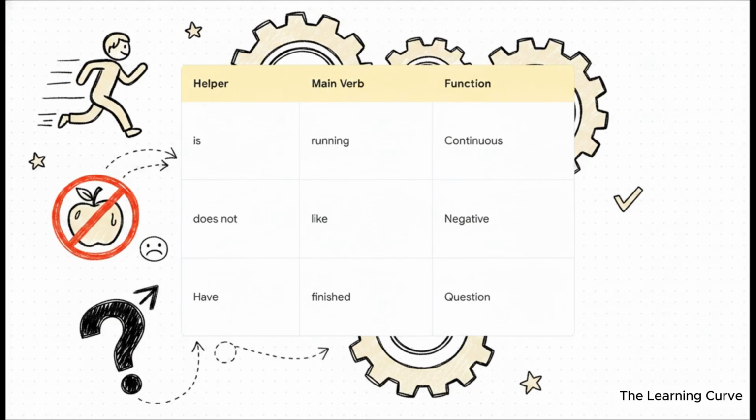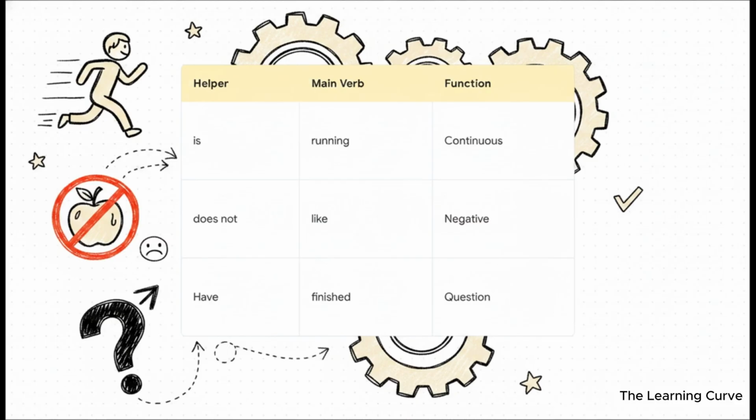Let's see this partnership in practice. If we say, she is running, running is our main action, but the helper verb is, which is a form of the verb be, steps in to show us that this is a continuous, ongoing action happening right at this very moment. Now, to make a sentence negative, we can't just say he not like apples. That sounds completely wrong, right? We need the helper verb does to say he does not like apples.